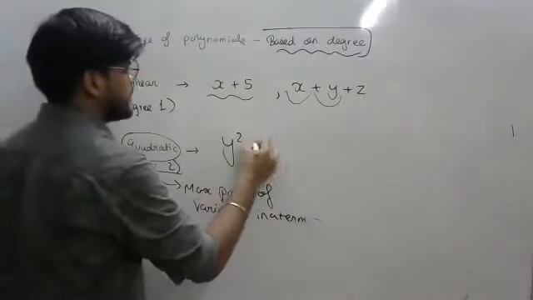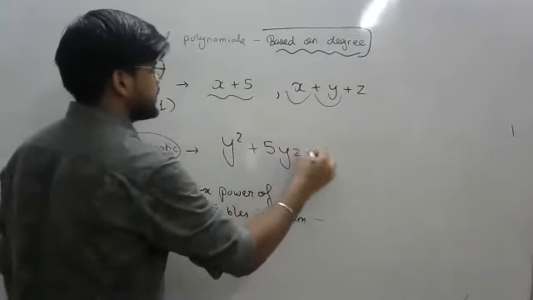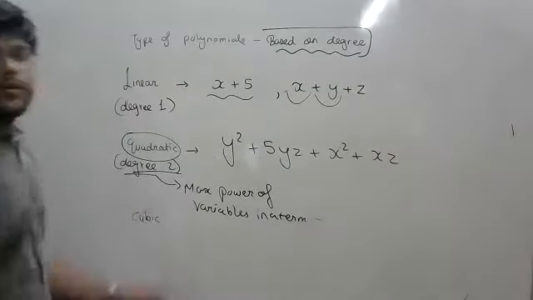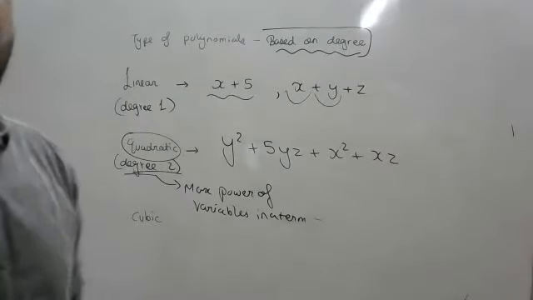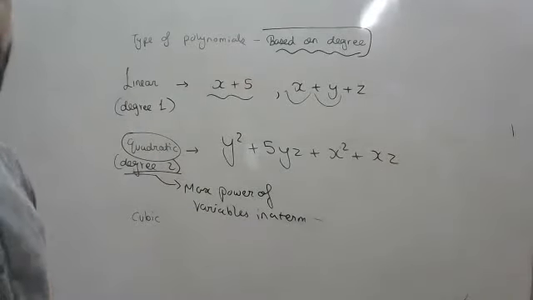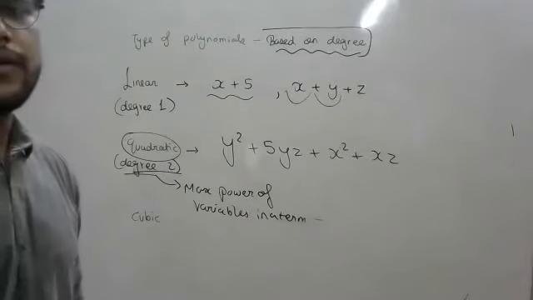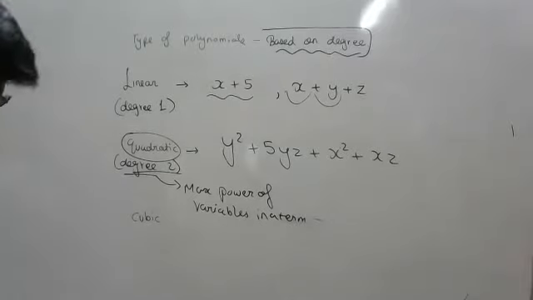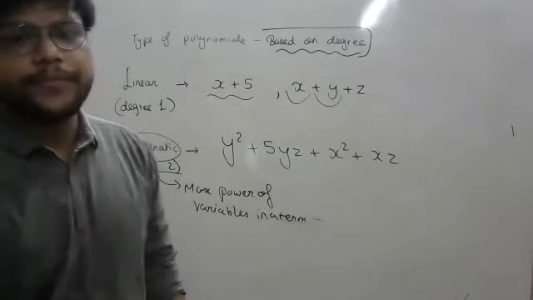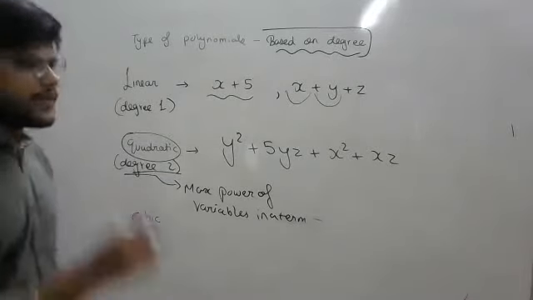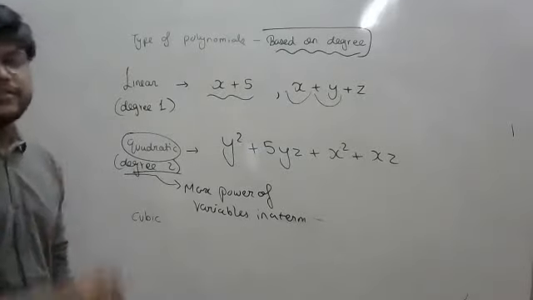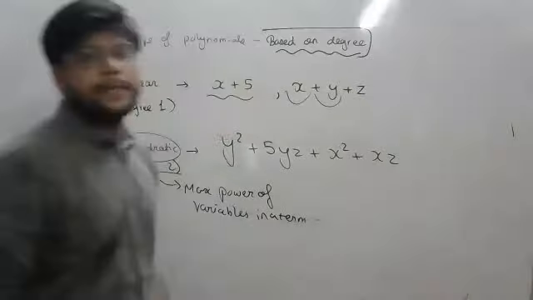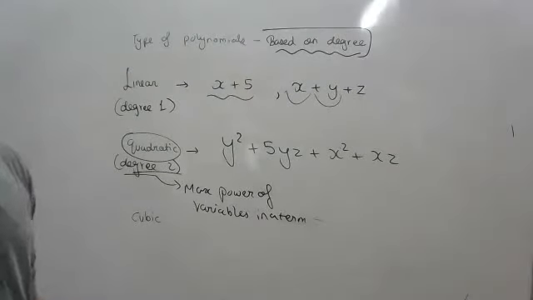y square plus 5yz plus x square plus xz. What do you think? Which type of polynomial is it? Linear, quadratic, cubic? Cubic, sir. Quadratic. Think. Yes, it's quadratic. See, those who are still not clear, please pay careful attention here. You'll understand.